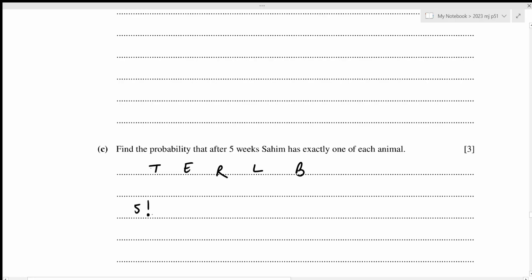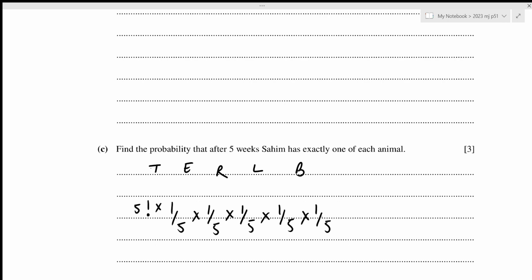Now we need to consider the probability. The probability of getting a tiger is 1 by 5. The probability of getting an elephant is 1 by 5. The probability of getting a rhinoceros is 1 by 5. Probability of getting a leopard is 1 by 5. And the probability of getting a buffalo is 1 by 5. So now we have considered the arrangement, which is the order in which Sahim will receive those 5 animals, as well as the probability of getting those 5 animals. The total for this will be 24 by 625. That's the answer we require.